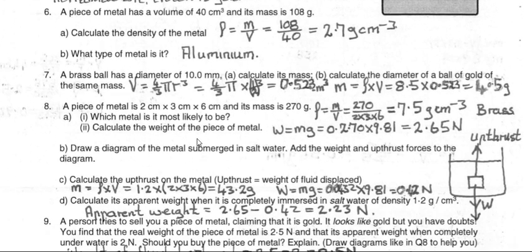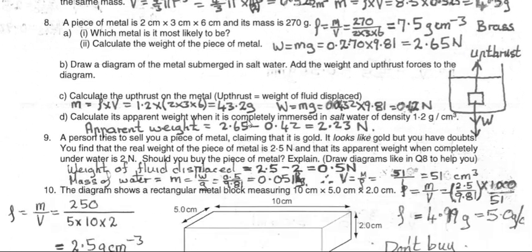A part 2, calculate the weight of the piece of metal. So the weight is mg. Sorry, the mass is 0.270, that decimal point shouldn't be there, so that's this mass in kilograms, multiplied by 9.81, which is equal to 2.65 newtons.